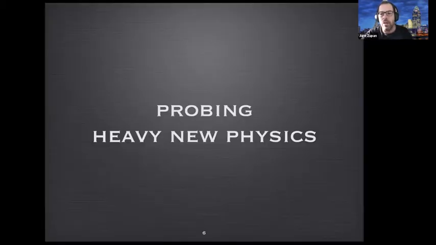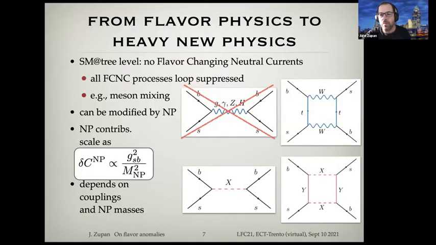All right, so the intro into how you probe heavy new physics with the flavor observables. The main tool relies on the following: if you look at processes where you're changing flavor but not charge, so flavor changing neutral currents, the standard model at tree level conserves flavor. If you have a gluon or a photon or a Z or Higgs, a process where you would change b to s at tree level is just not possible. They occur at one loop, which is shown here.